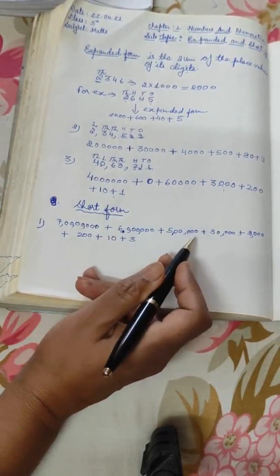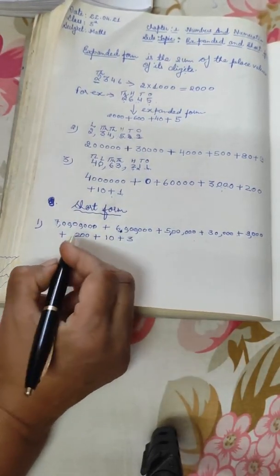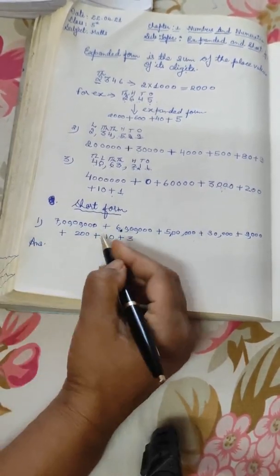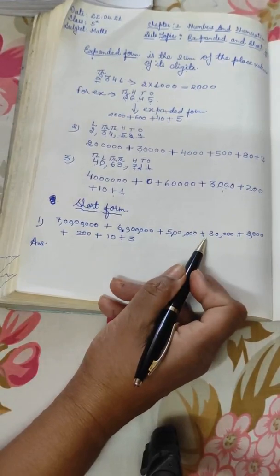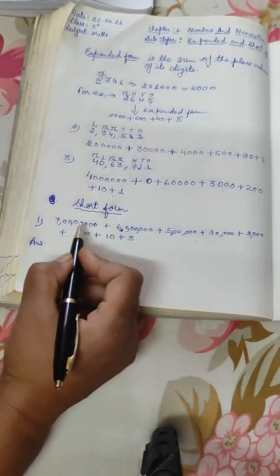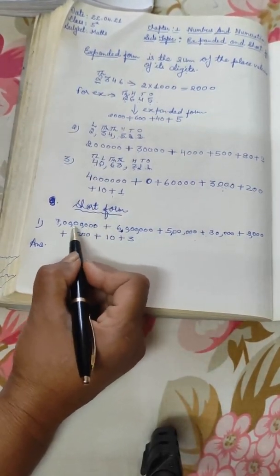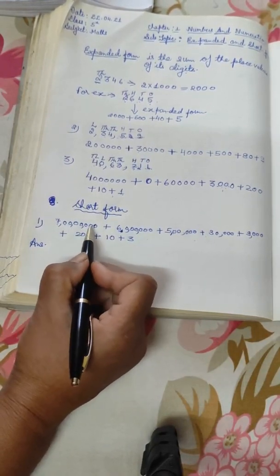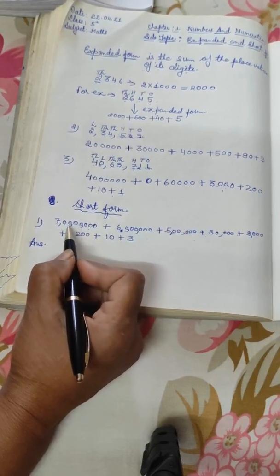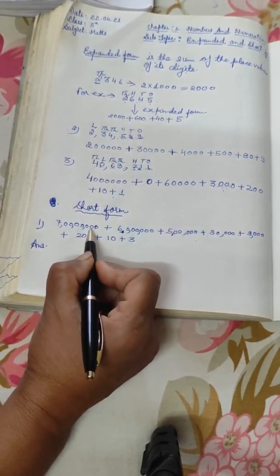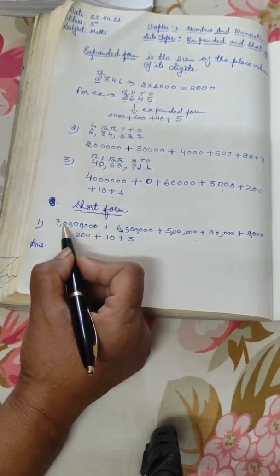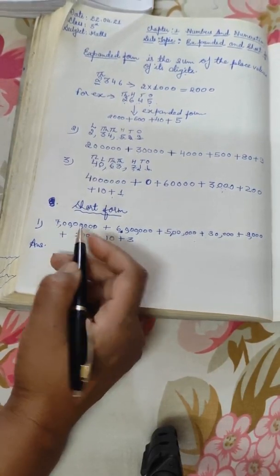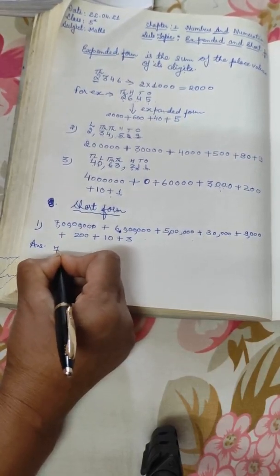The expanded form is given, and we write the short form. You see, this form is the expanded form. First you see this number and count how many zeros there are in it. That is 1, 2, 3, 4, 5, 6, 7. 7 zeros. Then the digit is 7. So we write this digit first.